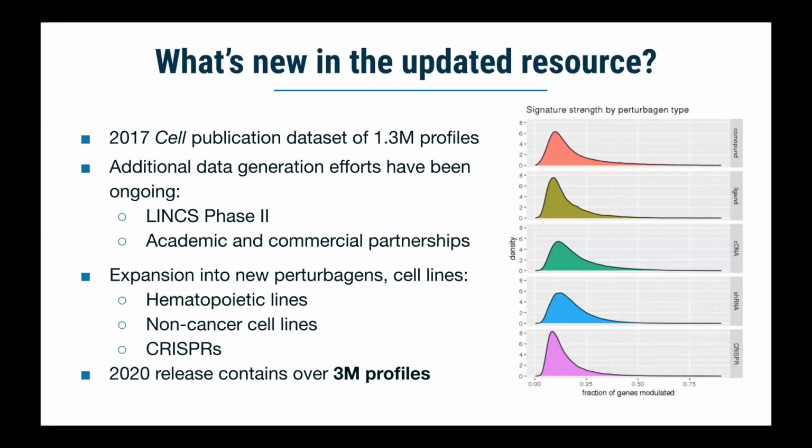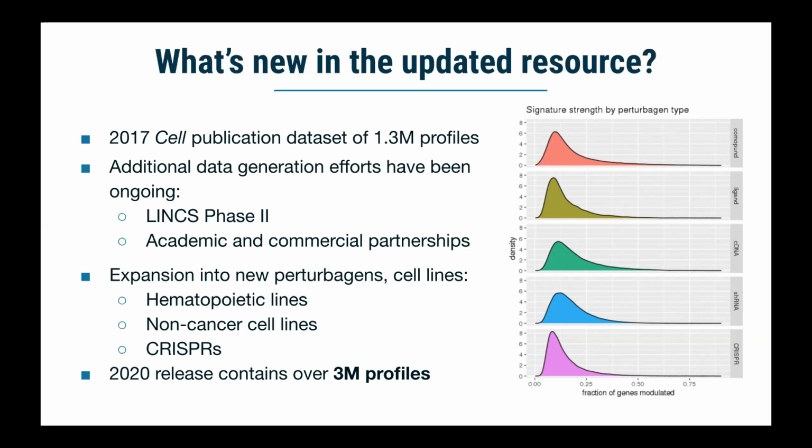So of course, that was a few years ago, and we've been making data all the while since then. At this point, we've got around 3 million gene expression profiles in total. So this new resource contains some data from a variety of different data generation efforts, including the LINCS Phase 2 efforts, as well as other academic and commercial partnerships that we've engaged in. And notably, the data set is now expanded into different types of perturbations and cell lines, including hematopoietic cell lines, some additional non-cancer models, and notably CRISPRs, which we did not have any of in our previous data release.